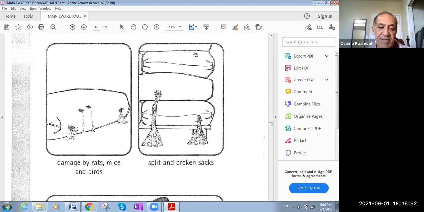Look for damage by rats, mice, and birds. So you also have to figure out how to fix this problem, like stitching those sacks and trying to remove the insects from this area using sprays or whatever. Split and broken sacks.